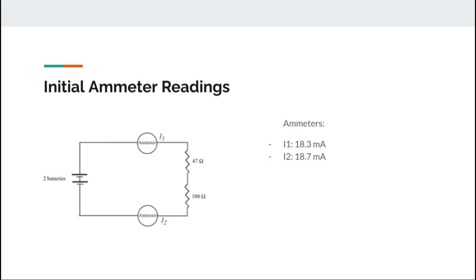So the initial ammeter readings, this was basically the setup during the lab. You had the 2 batteries, which then connected to the first ammeter. Then you had the 2 resistors and the second ammeter. And so the first ammeter, that one read 18.3, and then the second one read 18.7.